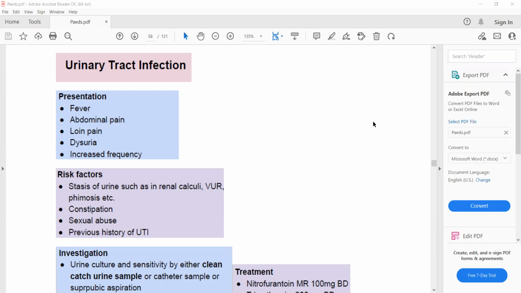The risk factors for urinary tract infection are stasis of urine, such as in renal calculi, vesico-ureteric reflux, and phimosis, constipation, sexual abuse, and previous history of UTI. They are all risk factors for urinary tract infection in children.